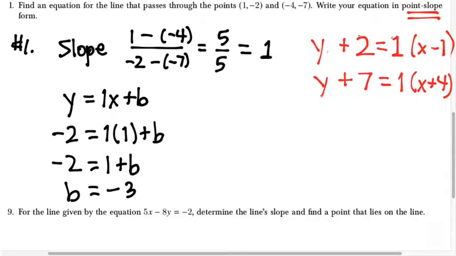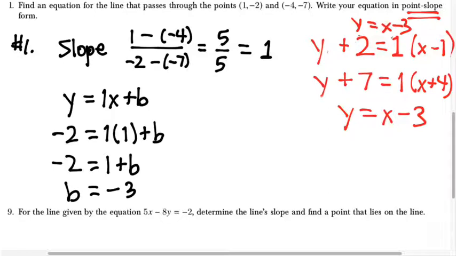Let's solve the second equation for y. y equals x plus 4 plus 7. It's x plus 11, right? If I solve the first equation for y, oh wait, no, sorry, it's minus 7, so minus 3. If I solve this first equation for y, y equals x minus 1 minus 2, it's y equals x minus 3. Right? So they describe the same line, so it doesn't matter which of those 2 points you choose.